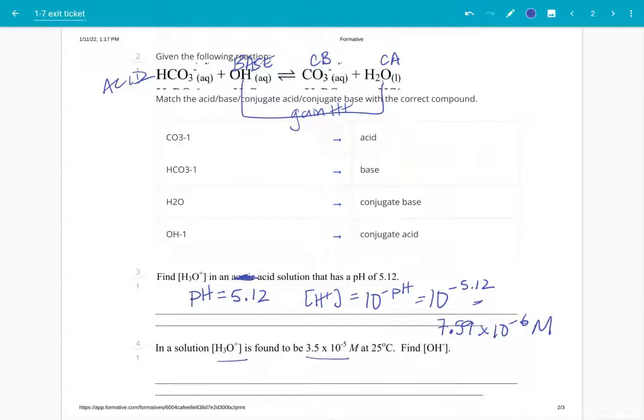found to be 3.5 times 10 to the negative 5 molar at 25 degrees C. Find OH minus. So we know there's this equation: H plus times OH minus equals 1 times 10 to the negative 14. So we're going to plug this number in to here. And so it's going to be 1e negative 14 divided by 3.5e negative 5. And I found the hydroxide concentration to be 2.86 times 10 to the negative 10 molar.